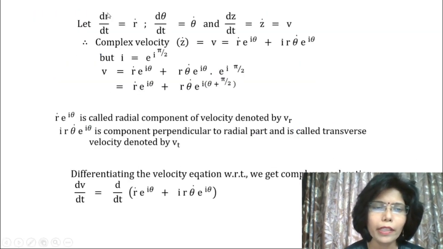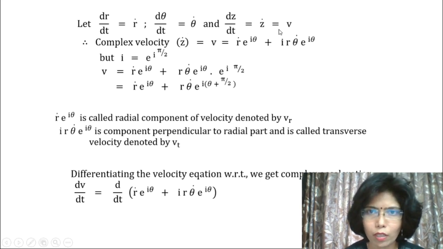Now we know that dr by dt is r dot. We can write dr by dt as r dot, d theta by dt as theta dot, and dz by dt as z dot, which is nothing but velocity. So complex velocity z dot, that is v, is equal to r dot e raised to i theta plus i r theta dot e raised to i theta. This is from the previous slide.